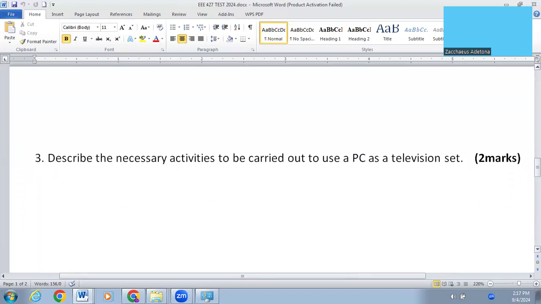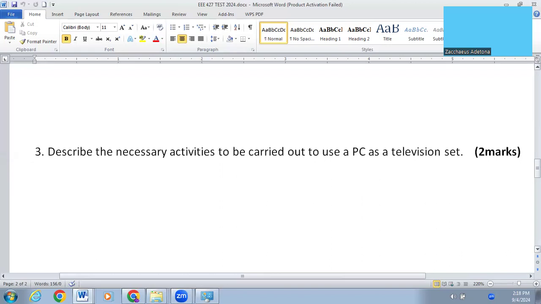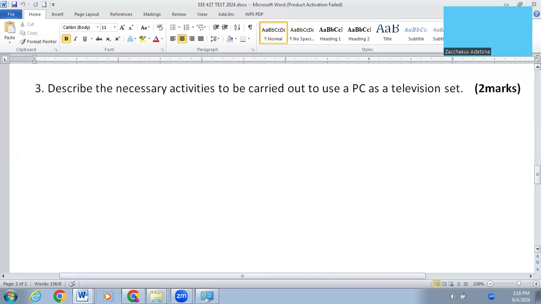The next question, we want to talk about if you want to use your PC as a television set, what do you need to do? So the question says, describe the necessary activities to be carried out to use a PC as a television set. So describe briefly all the things needed to achieve that purpose.